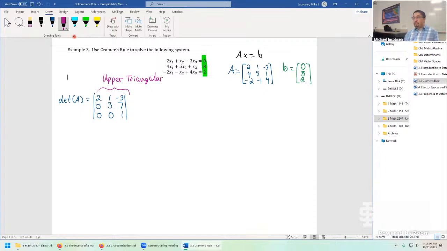We looked into a lot of properties in section 3.2, but one of the major properties that you should take advantage of that will come up on exam 3 is the determinant of an upper triangular matrix is just the product of the main diagonal. So once we get here, we don't have to work too hard. It's 2 times 3 times 1. So determinant of A is just 6, and that's a big help for us.